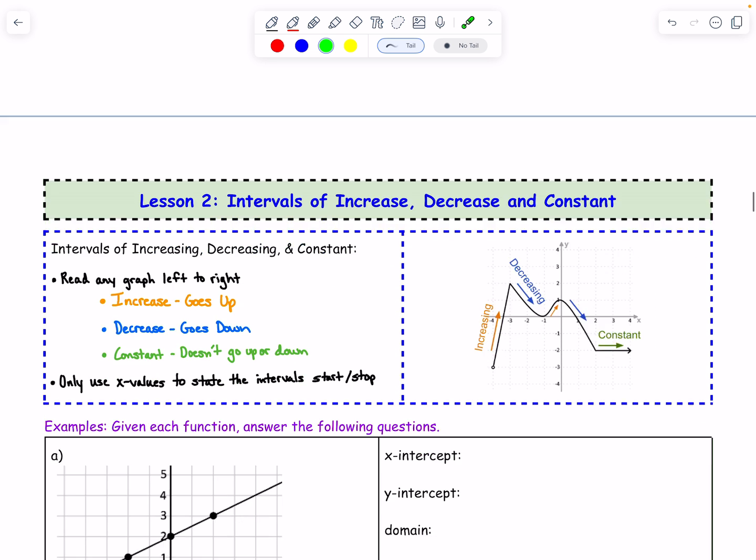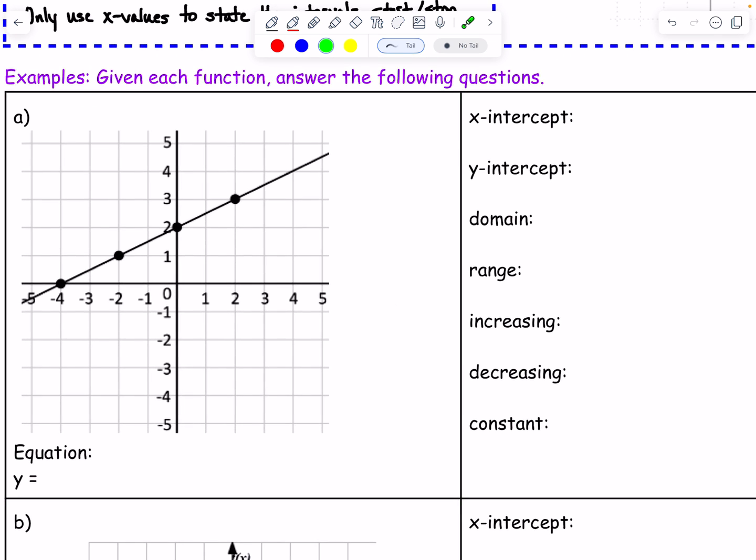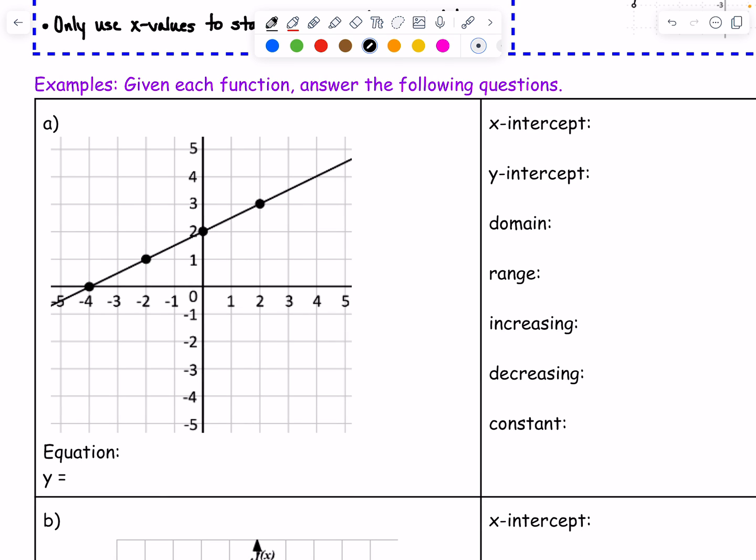So then let's take a look at some examples that haven't already been labeled. This says, given each function, answer the following questions. Let's do a little bit of review for a minute. So we can find our y-intercept. I see that the y-intercept is right here at the 2. So that's my b value. And I can also find the slope. From one point to the next, I can tell what's happening with my slope. So I'm rising 1 and I'm running 2. So my slope is 1 over 2. It said write the equation. So I would just write 1/2 x plus 2 because I'm writing it in y equals mx plus b form. So that's just a little bit of review.